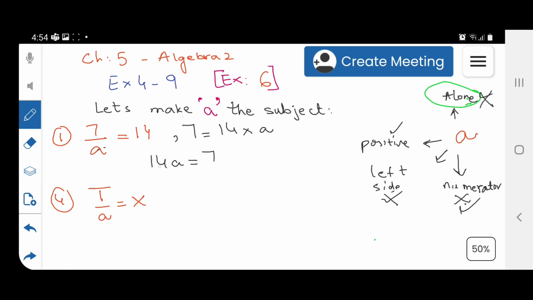Now what is the relation between 14 and a? They are being multiplied, so you are going to send 14 to the other side as division, because the opposite of multiply is divide. So a will become 7 by 14. And obviously these are numbers, so you can simplify them. 7 times 1 is 7 and 2 times 7 is 14. So you can just cancel them out and you will find a equals 1 by 2.